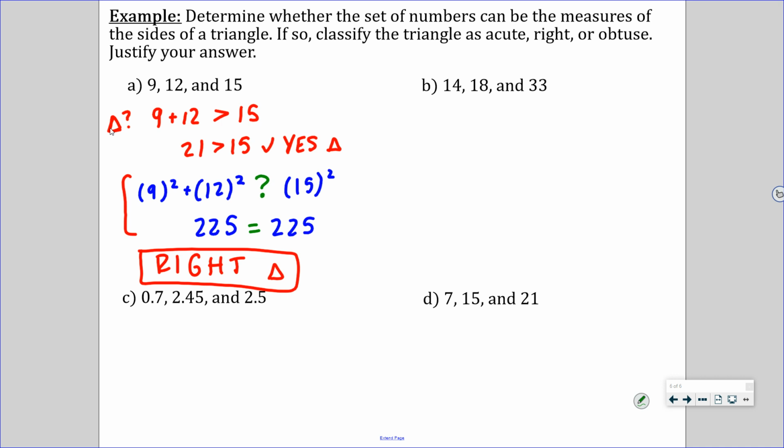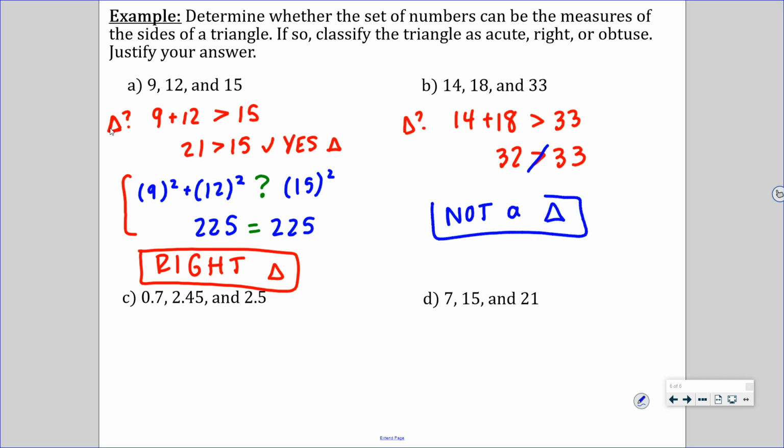All right, next one. First check, is it a triangle? Well, let's make sure that the sum of the 2 smaller sides is greater than the third side. And here it's not. So it's not even a triangle, so you don't need to check Pythag. Save yourself some work. It's not even a triangle, so you don't need to go any further.